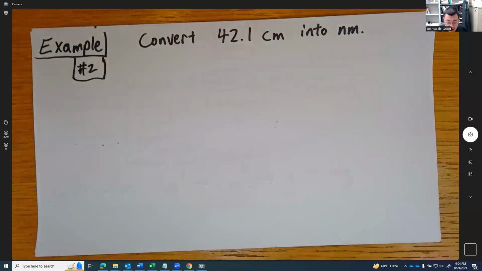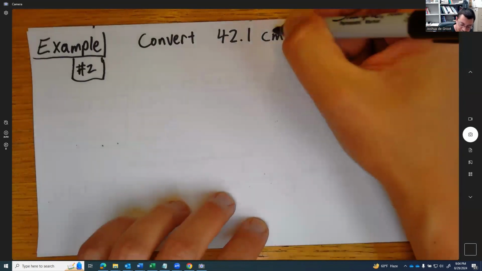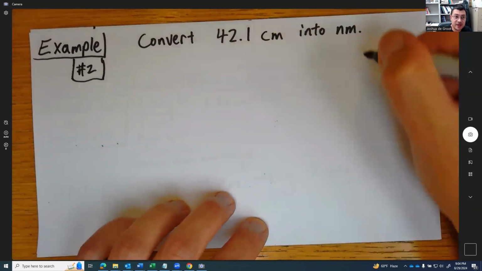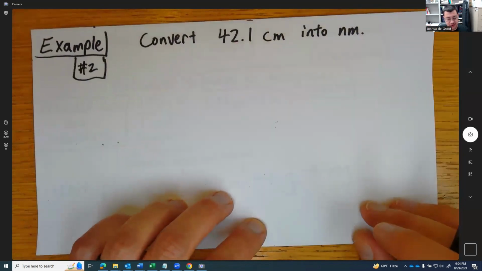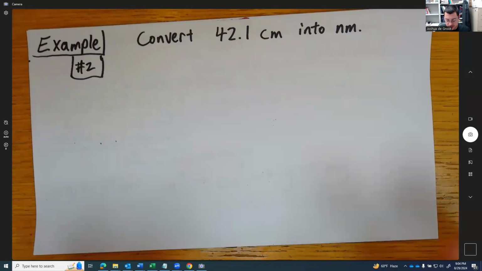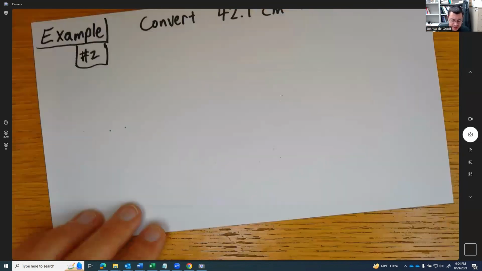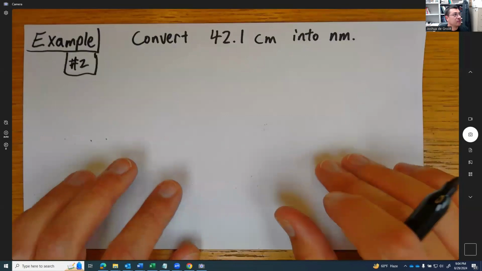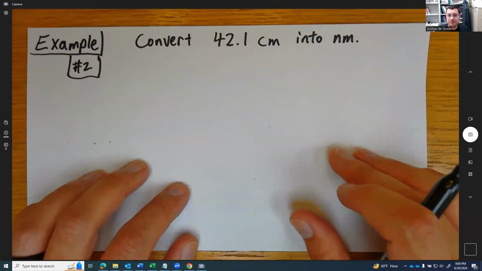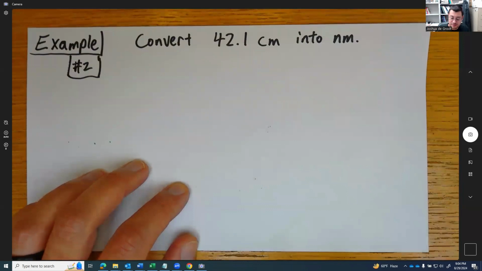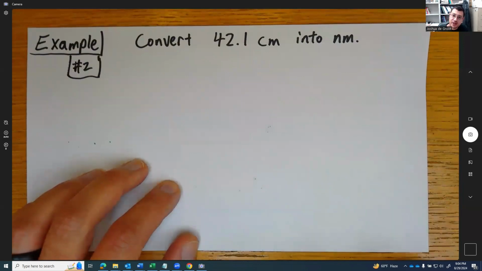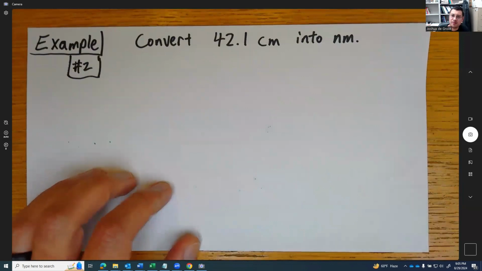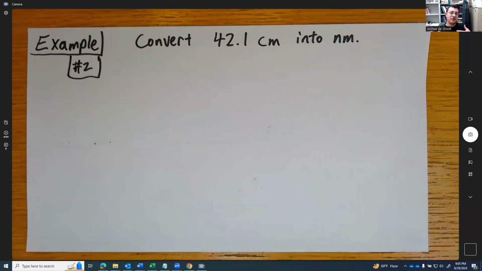All right, example 2. Now in this problem, I want you to see that centimeters is not a base unit, and nanometers is also not a base unit. This may give you a little bit of anxiety. You may be like, well, I only know how to work with base units. Well, that brings a good point. We could maybe use base units to our advantage, and there's a faster way to do this. I'll talk about that too, but me personally, I often do it this slower way using the base unit.